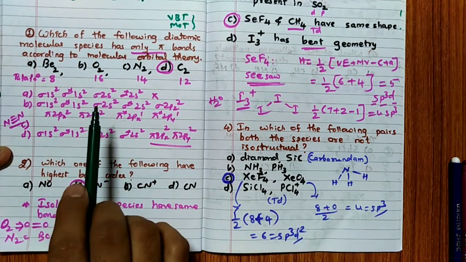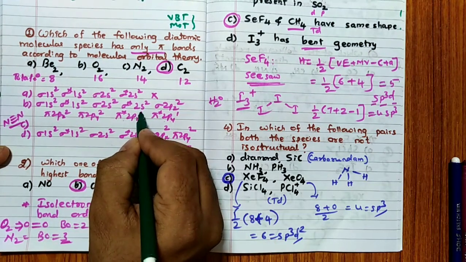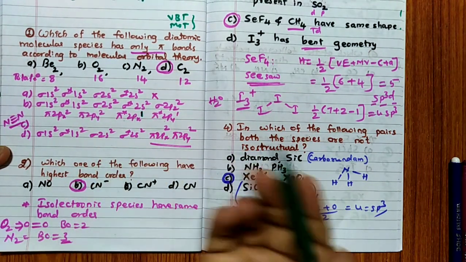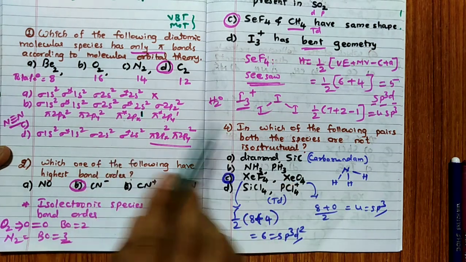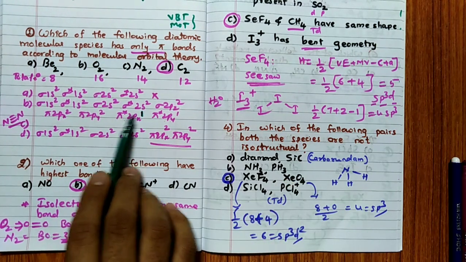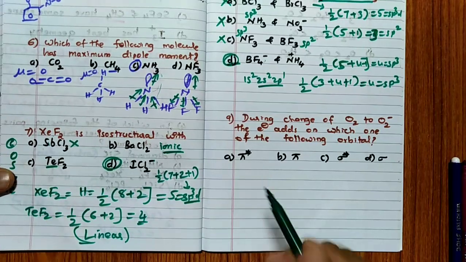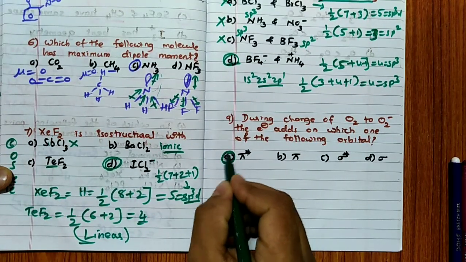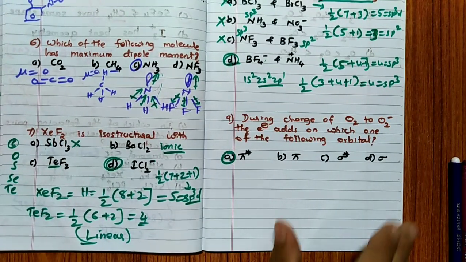So 1 electron we have to add. Where will you add it? You will add it to this particular orbital to make it 2. Correct? So 2 you have to write here. So 2 means the pi star 2px orbital you have to add. Pi star orbital is the answer. So that is the 9th question.